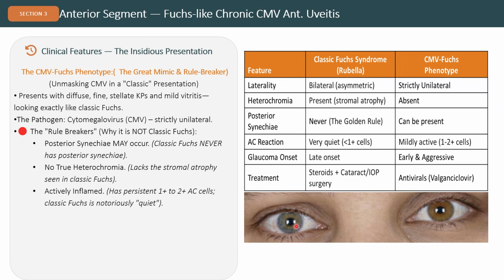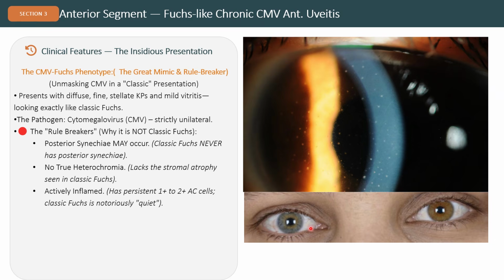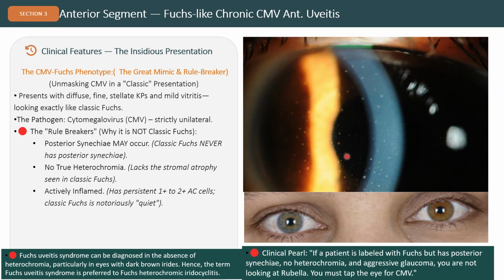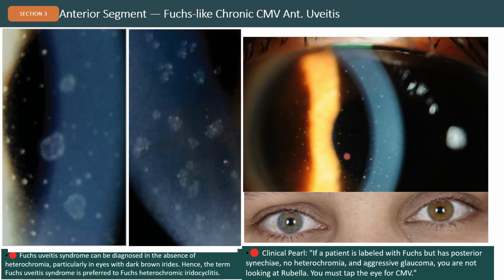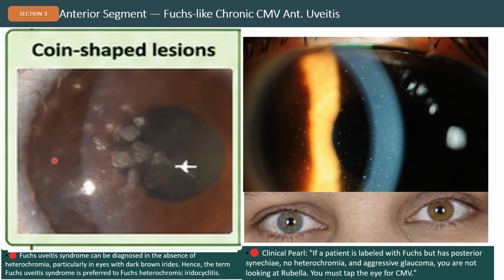This is a case, as you can see, of the typical classical heterochromia. This is a case of right eye Fuchs uveitis syndrome. And this is the fine stellate distribution of the KPs seen in Fuchs uveitis syndrome, which can be seen in both cytomegalovirus as well as Fuchs uveitis syndrome. However, if you find the classical coin-shaped keratic precipitates, that is in favor of cytomegalovirus. This is the classical coin-shaped corneal precipitate due to endotheliitis. This is seen only in cytomegalovirus infection.